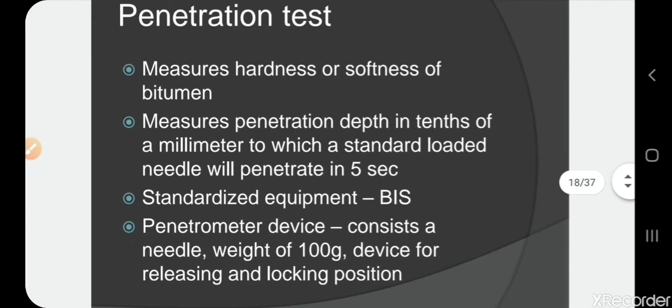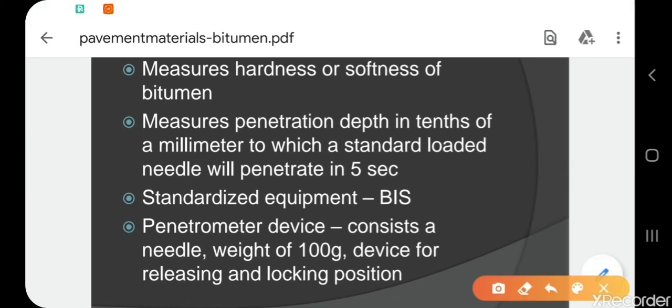First one, penetration test. What is the importance of the penetration test? It measures the softness of the bitumen. For example, if the bitumen is very soft, the penetration value will be more. If the bitumen is very hard, the penetration value will automatically be less. It measures the hardness or softness of the bitumen, by measuring the penetration depth, in tenths of a millimeter, of a standard loaded needle in 5 seconds.